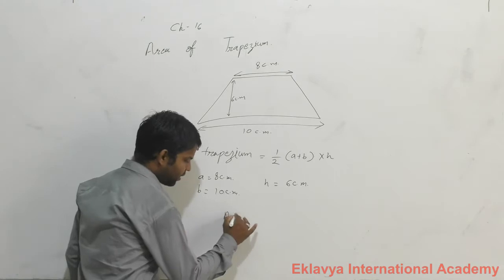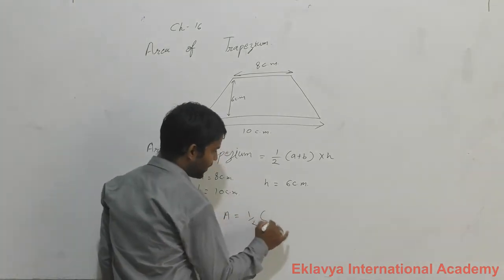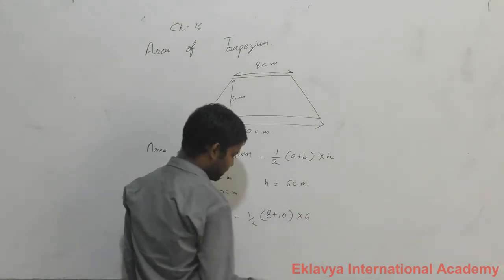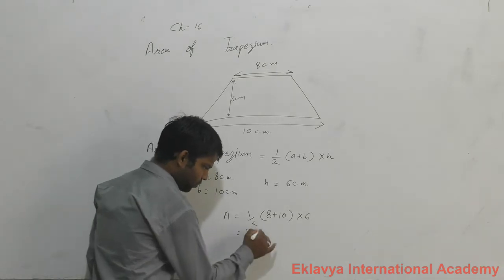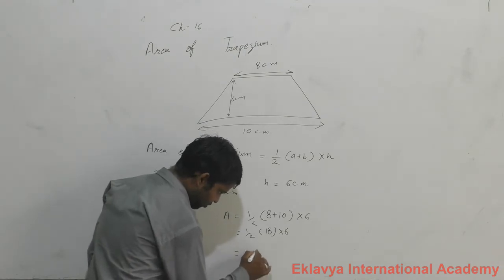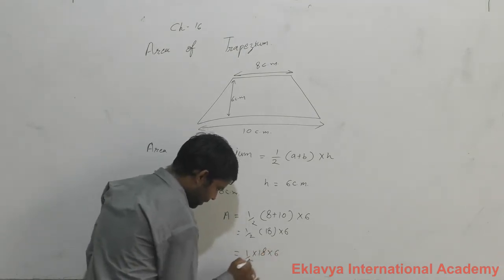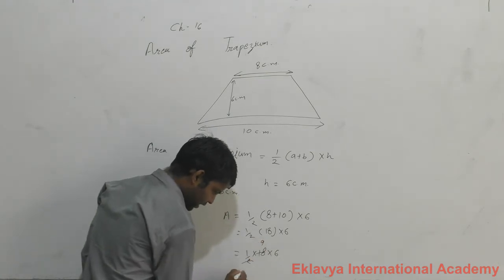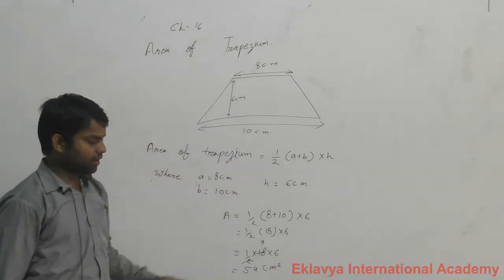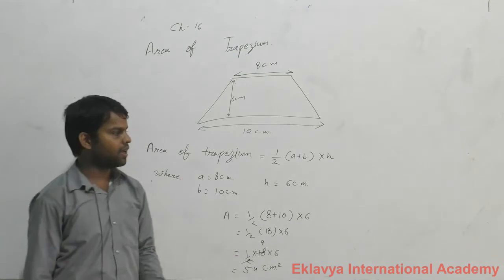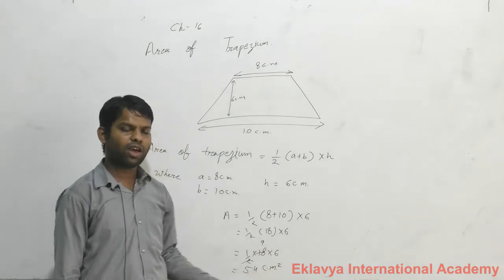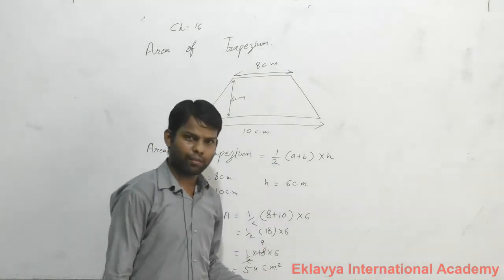Then area is equal to 1/2 bracket 8 plus 10 multiply by 6. 1/2 into 18 into 6, cancel out by 2: 9 sixes are 54 centimeter square. Remember that the unit of area is always square unit. If sides are in centimeter, then here centimeter square. If sides are in meter, then here meter square.